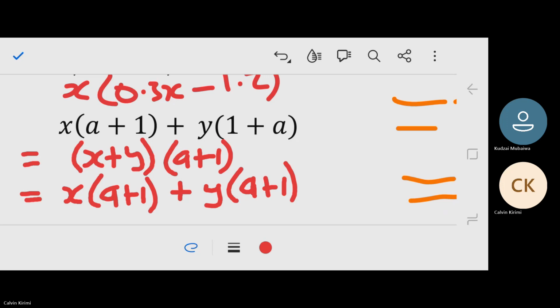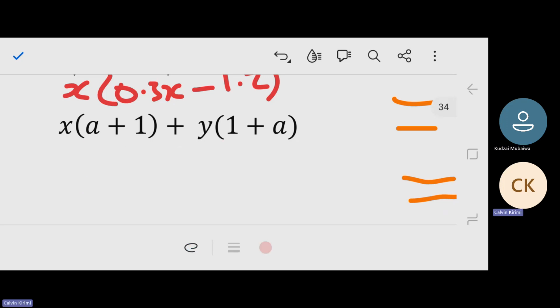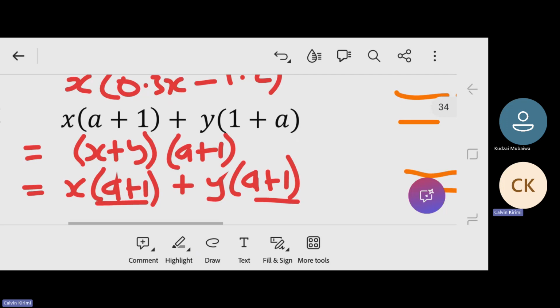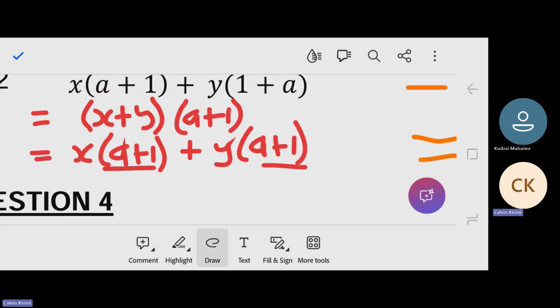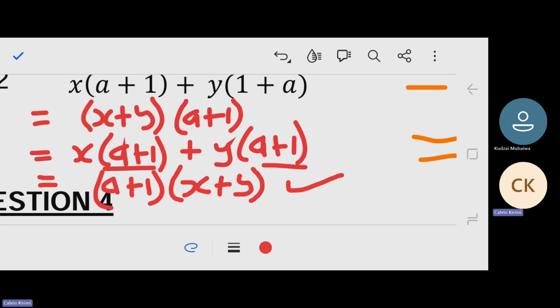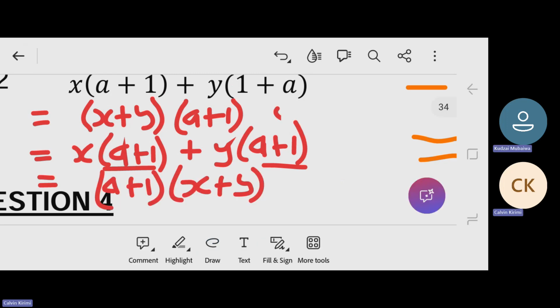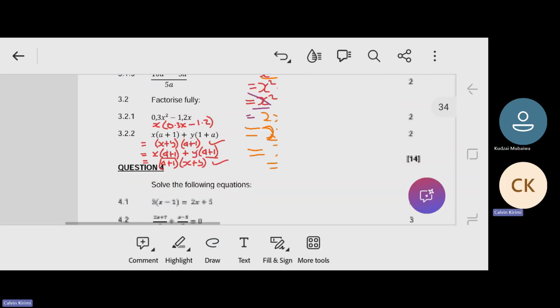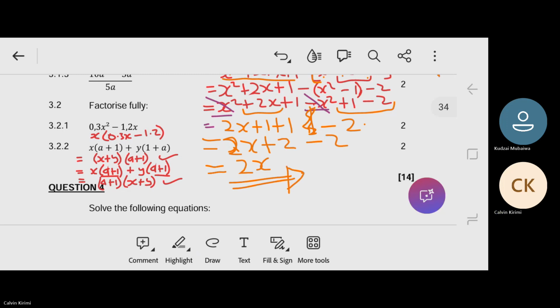Yes, sir. So you take the bracket, since this is common, you factor it out. It becomes a plus 1 bracket, and that one becomes x plus y. Your answer is correct. So factorizing, no problem with factorizing, isn't it? Yes, sir.